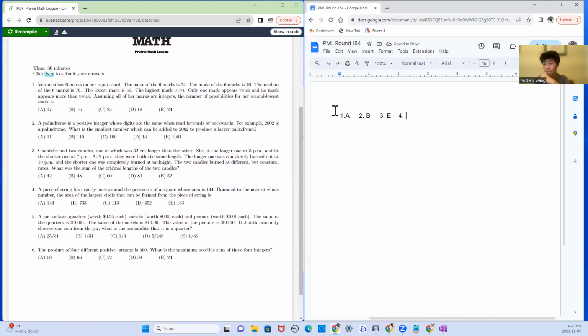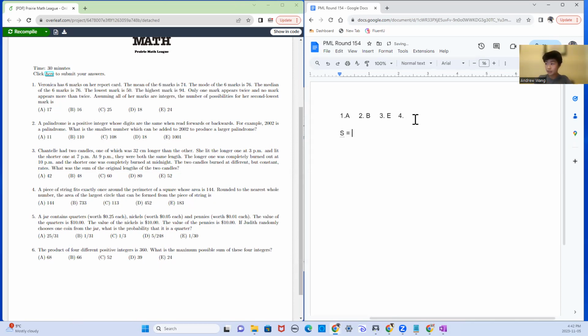Question 4: a piece of string fits exactly once around the perimeter of a square whose area is 144. Round to the nearest whole number, the area of the largest circle that can be formed from the piece of string is? Okay, so when we look at this question, we know the area of the square is 144.